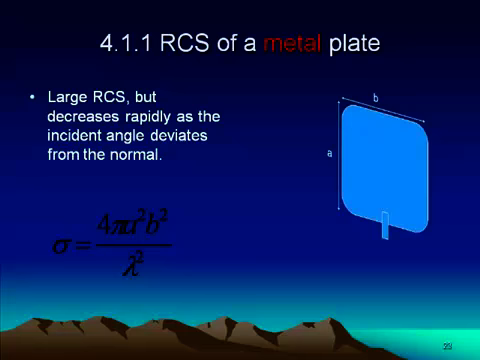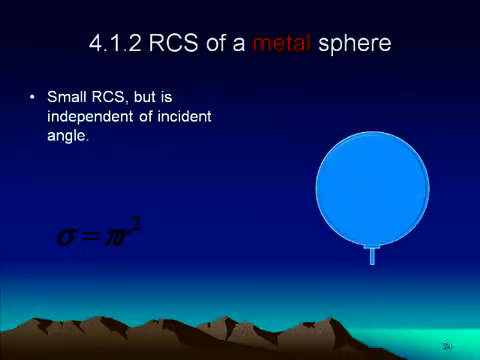Here you can see a sphere instead of a rectangle. Though the size of the sphere is quite large, the reflected signal towards the radar is going to be very small, and hence the RCS of this is going to be very less. So it all depends on the look angle of this. So the RCS of a sphere is given by simply pi r square.